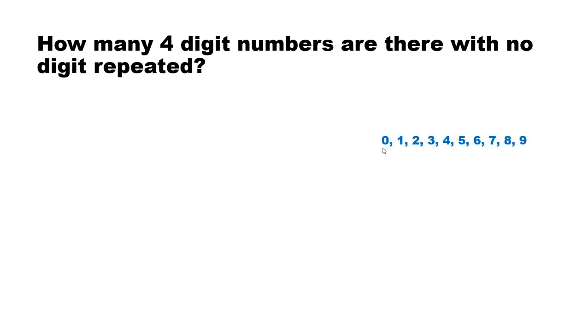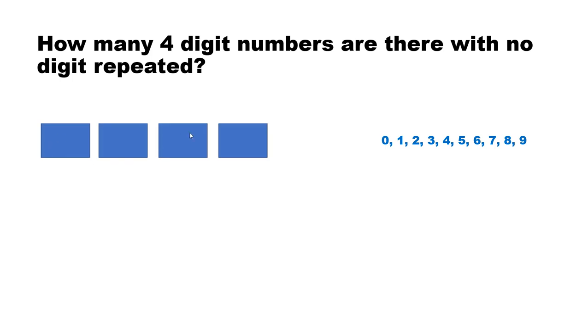First, we write down the available digits. So we have digits from 0 to 9, because it doesn't say which digits we have to take, so we assume that we can take all the digits available, and it's a 4-digit number, so we have 4 boxes here. Now the first box can be filled in 10 ways. The second box can be filled, because it says no digit repeated, in 9 ways, followed by 8 and 7.